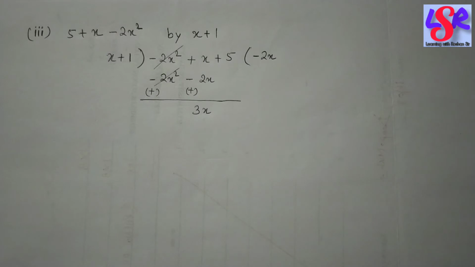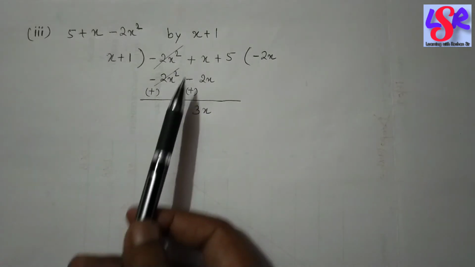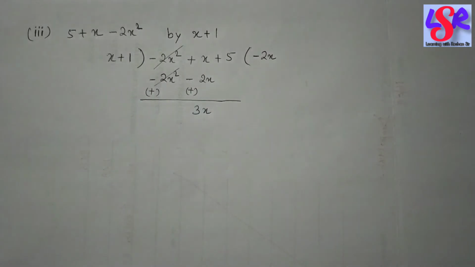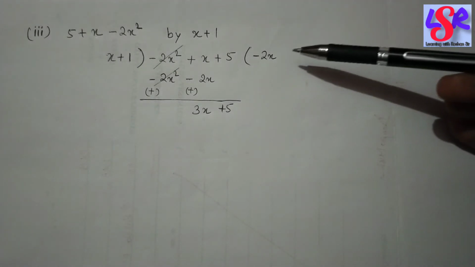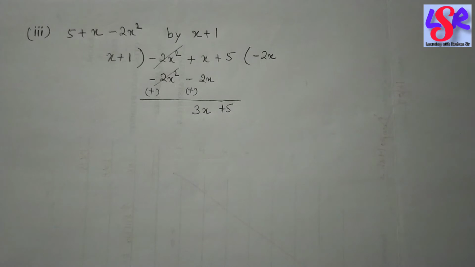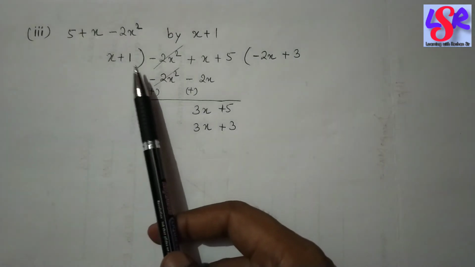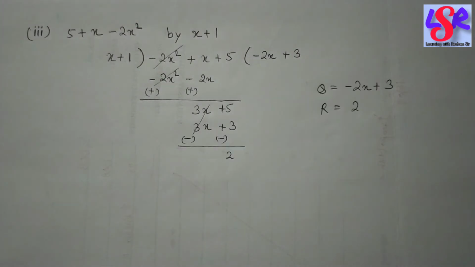And here we get 3x as the difference of these two because these two are cancelled out. Now we are going to copy the 5 over here, and now we'll see what we multiply in x to get 3x. So we'll be multiplying this one by 3, and here we get 3x plus 3 on multiplying x plus 1 by 3. Now we are going to subtract this one, and we get 2 as the remainder and minus 2x plus 3 as the quotient.